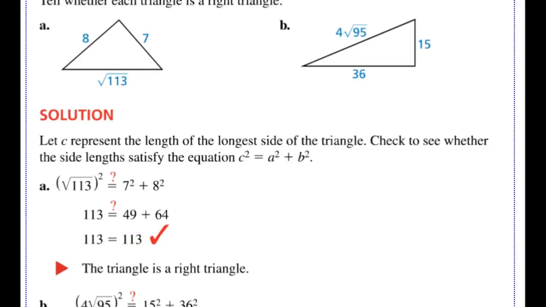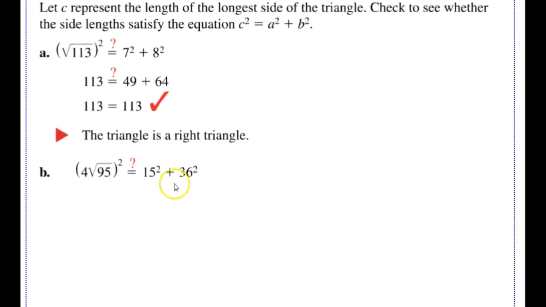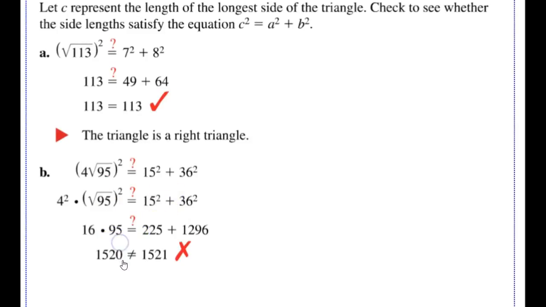So now let's look at part B. Again, I'm going to have my C be the longest side. So then I plug in the values and simplify. And I just do the math and I see that these are not the same, so it is not a right triangle. It's really close, but in geometry we don't want really close, we want exact. So again, I'm just using my Pythagorean theorem. Now this is the converse, remember, of my Pythagorean theorem, because I'm checking to see if I have a right triangle or not.